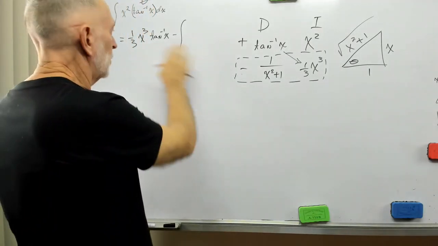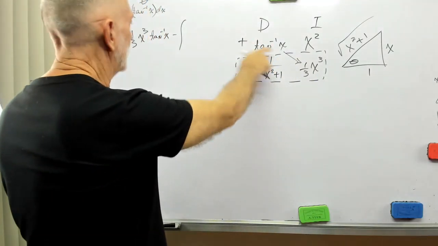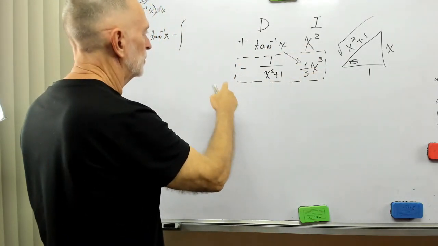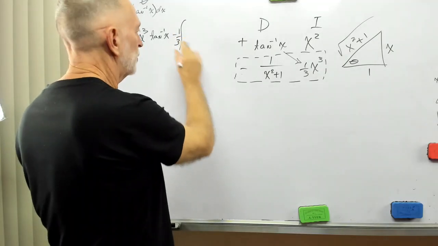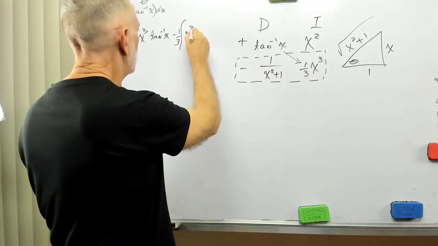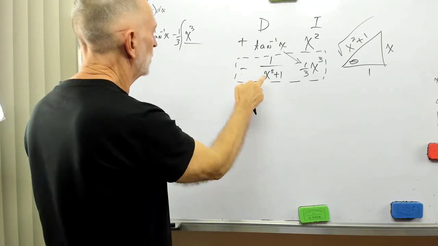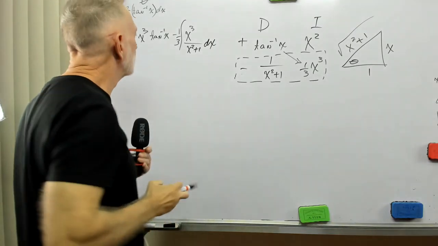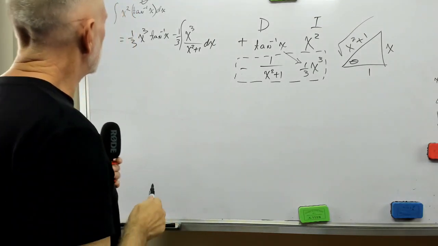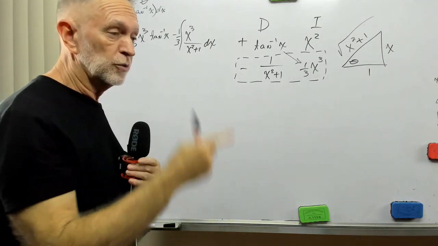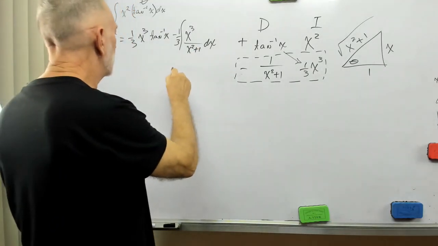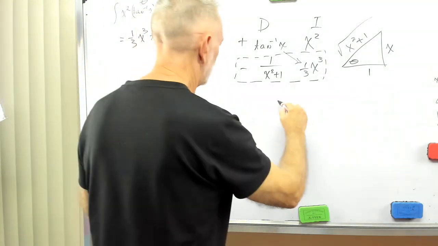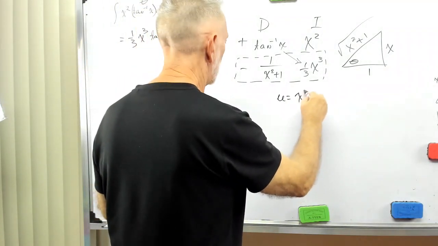Okay, so we had 1/3 x cubed tangent inverse x minus that integral. So we have 1/3, we'll bring it to the outside, x cubed over x squared plus 1 dx. What to do with that guy? Okay, u sub, remember our tools. U sub's number 1. All right, so let's let u equal x squared plus, well, let's do this over here. U equals x squared plus 1.